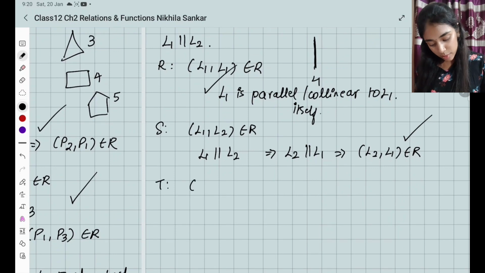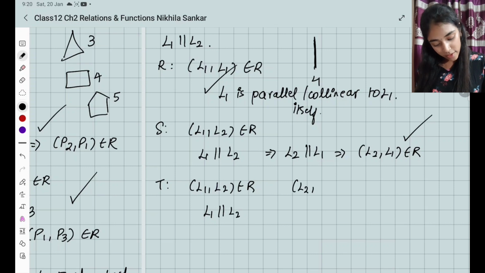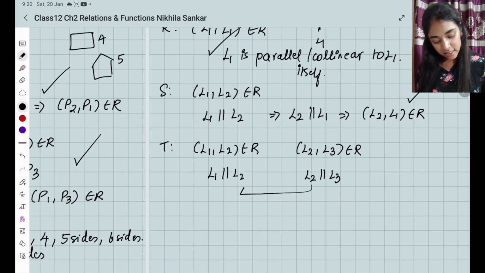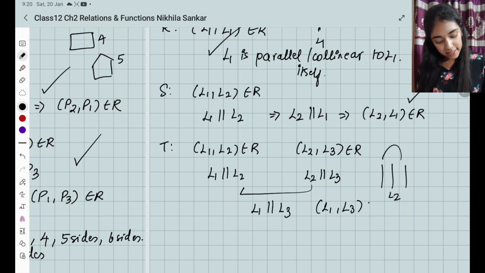இப்போ transitive க்கு என்ன பண்ண போறோம்? You have L1, L2 belongs to R, which means L1 is parallel to L2. Then you have L2, L3 belongs to R, which means L2 is parallel to L3. இது ரெண்டுத்துல என்ன தெரியுது? You have L1 parallel to L2 and L2 parallel to L3, which means L1 and L3 are parallel. So you have L1 parallel to L3 and hence L1, L3 belongs to R and hence it's transitive.